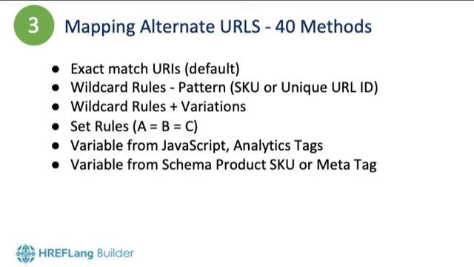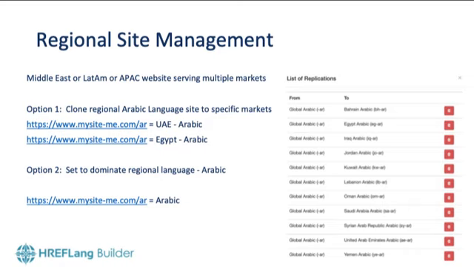And worst case, we have a fallback where we can list the URI and map it somewhat manually, but trying to use as much automation as possible. Another problem people run into is they have regional sites. So we have an APAC site, we have a LATAM site. In this case, we have a Middle East Arabic site. And in this, you have two options.